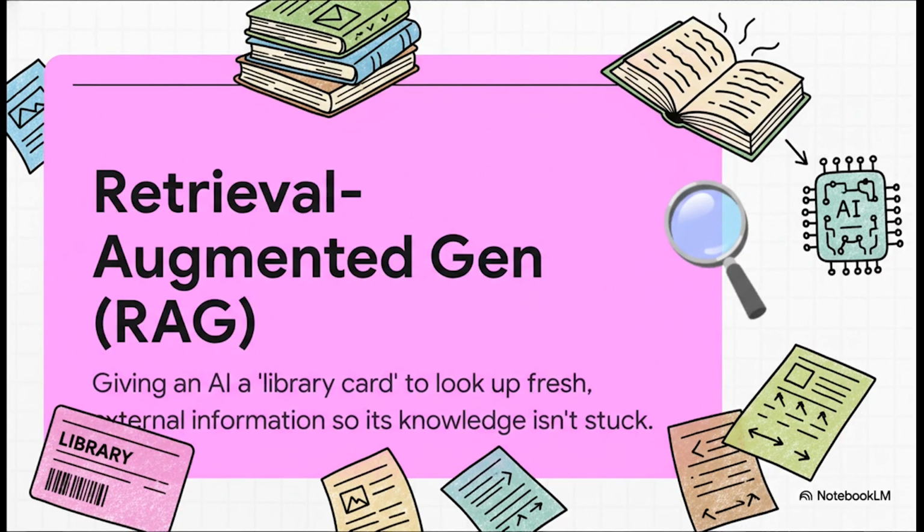Okay, so to get how they're fixing this, you need to know about a concept called RAG. That stands for Retrieval-Augmented Generation. Honestly, the easiest way to think about it is that RAG gives an AI a library card. So instead of only knowing what it learned during its initial training, it can go out to a library of new documents and look up fresh, current information before it gives you an answer.